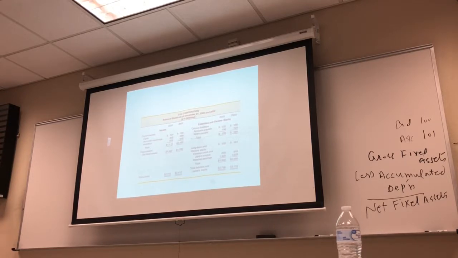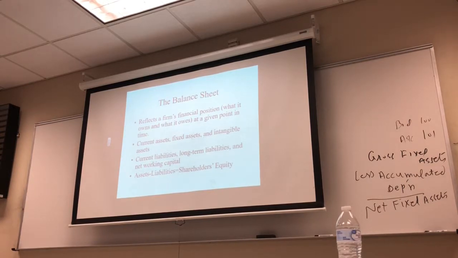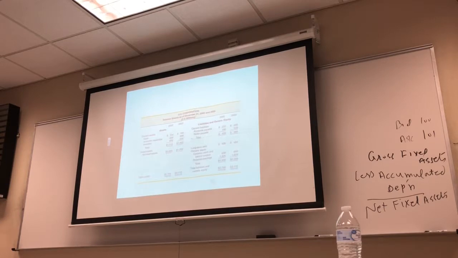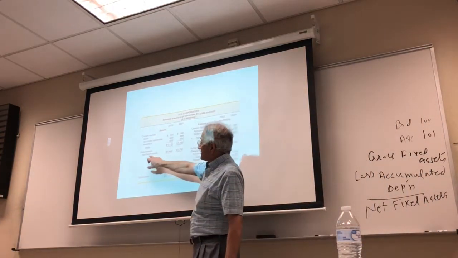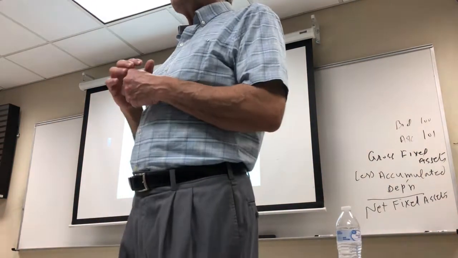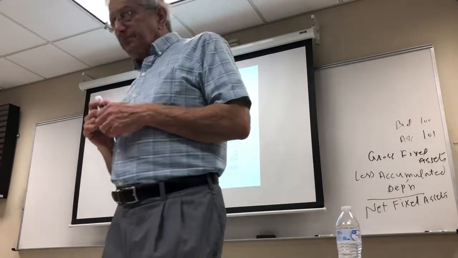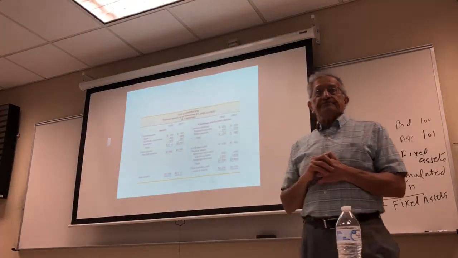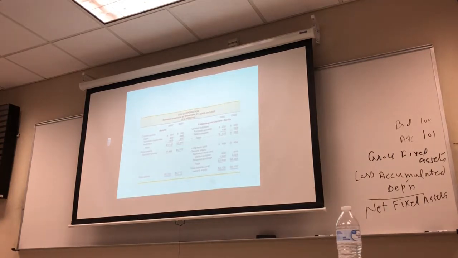Okay, the third type of asset is intangible assets. I don't see any intangible assets here. All I see are two types of assets, current assets and fixed assets. So can anyone give me an example of intangible assets? Patents, trademarks, okay. Trademarks. Okay, you can sell a trademark. Okay. So those are examples of intangible assets. It's not very commonly listed. Not all companies have intangible assets.